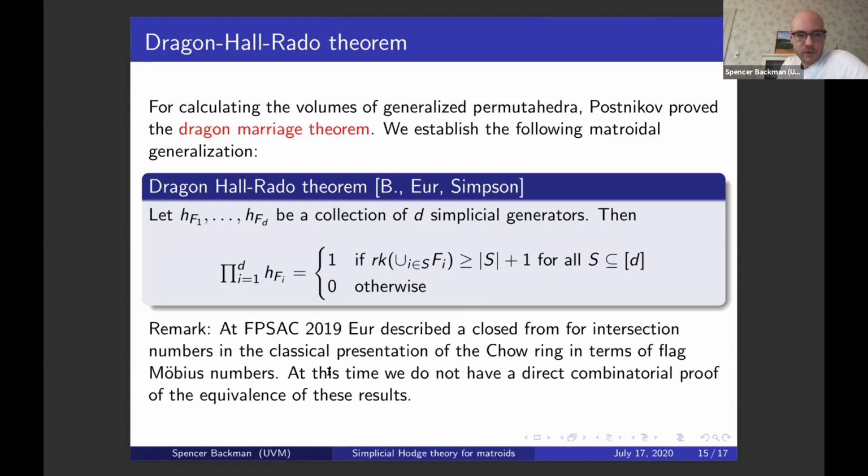So I'll remark that at FPSAC 2019, Ayur described a closed form for intersection numbers in the classical presentation of the Chow ring in terms of flag Möbius numbers. And actually at the time of writing, we know that these must be equivalent, but we do not have a proof.